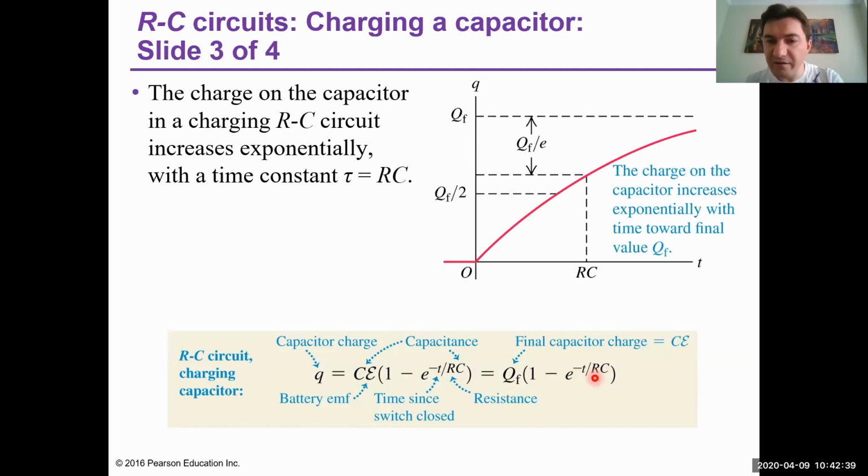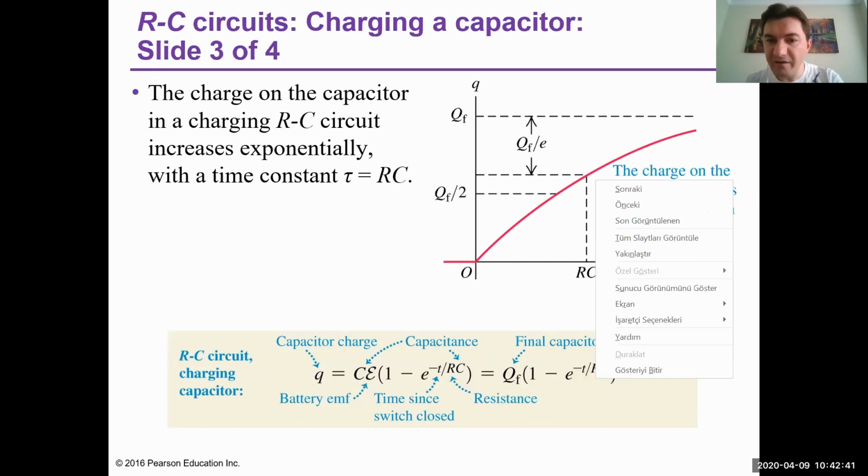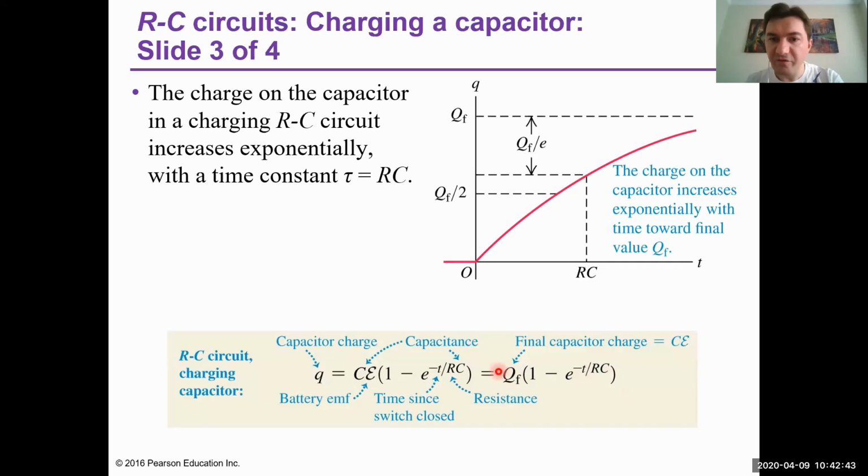This R is constant. This capacitance is also constant. Final charge on the capacitor is also constant. So the only changeable parameter here is time. If you increase the time, this parameter on the right side will go down, will go to 0, and then Q will be equal to Q final after a certain time.